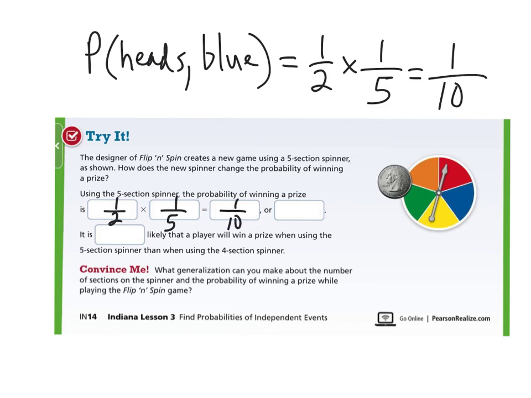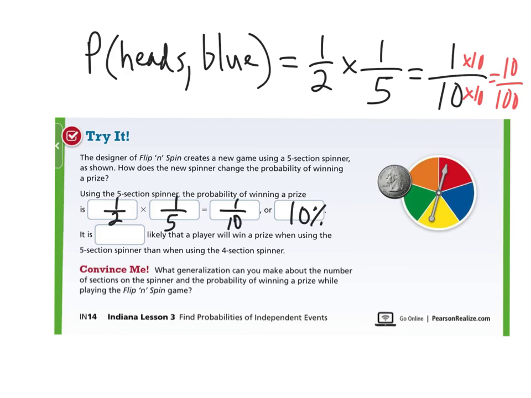And then it says or. The or part is for the percentage. So percentage actually, remember percent's a number out of 100. So this one, easy enough, we could just multiply by 10. That would be 10 out of 100, which means 10%.